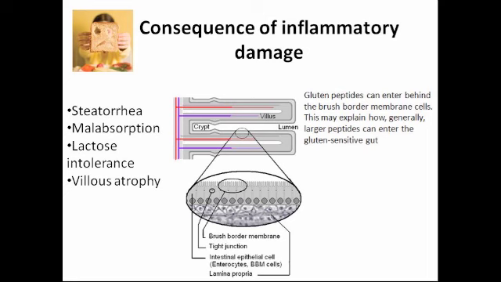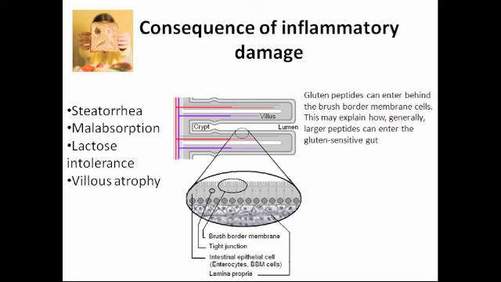This figure shows how gluten peptides can enter behind the brush border membrane cells, and this may explain how, generally, larger peptides can enter the gluten-sensitive gut. The inflammatory process mediated by the T cells has led to a disruption of the structure and function of the small bowel's mucosal lining and causes the malabsorption, as it impairs the body's ability to absorb nutrients, minerals, and fat-soluble vitamins such as A, D, E, and K from food.